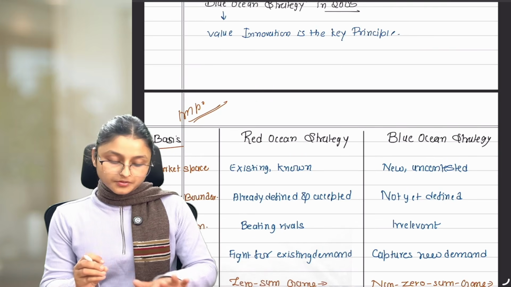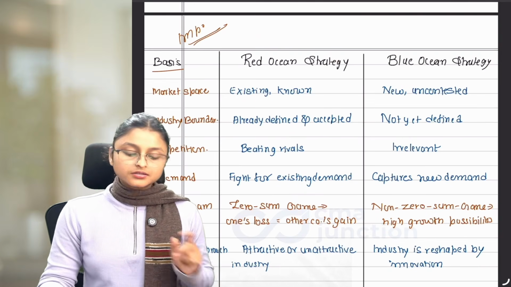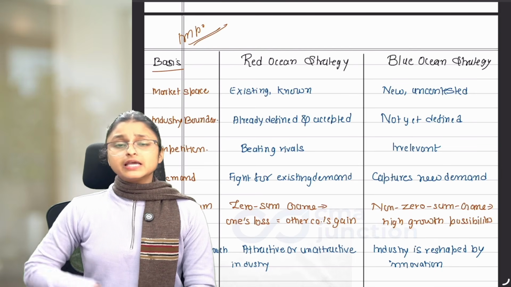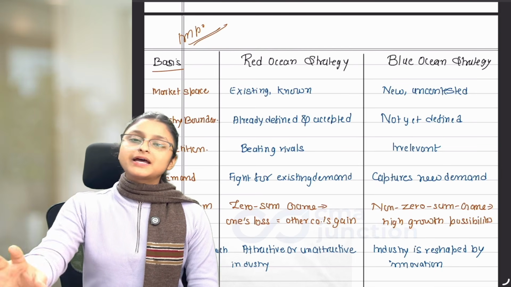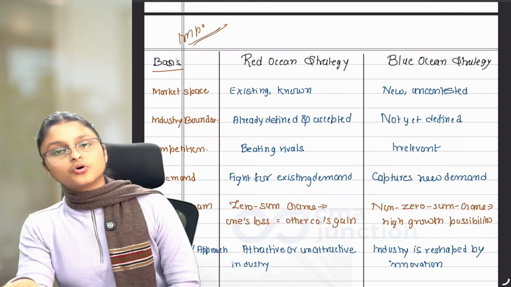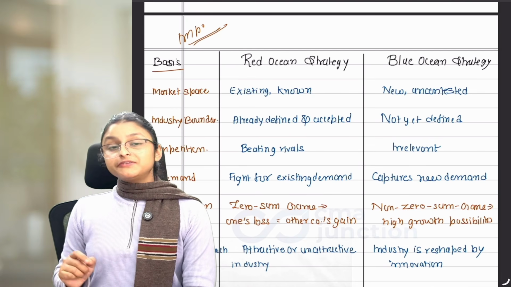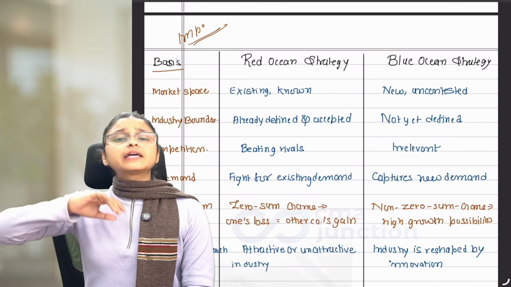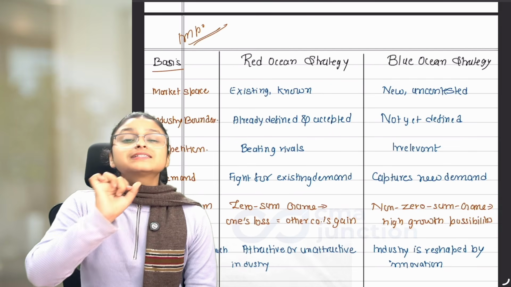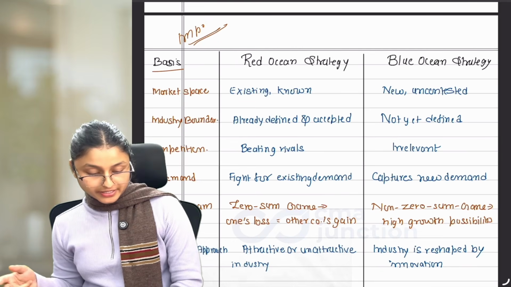Now, this part is very important for you. It can be asked directly as it is in the exams. So, what is the difference between them? First of all, market space. In Red Ocean Strategy, the market space is existing, and the market is known to all the competitors working in that particular market. But when we go to Blue Ocean Strategy, we are creating something completely new, and hence the market is new and uncontested. That means no one knows what will happen in that particular market.